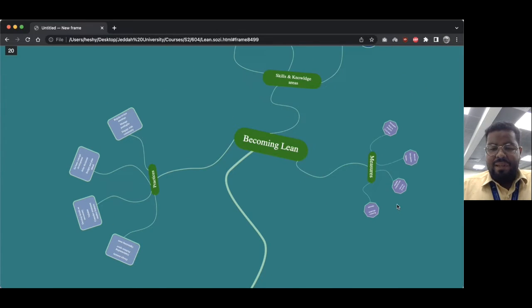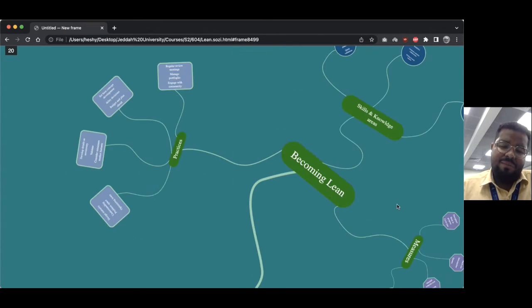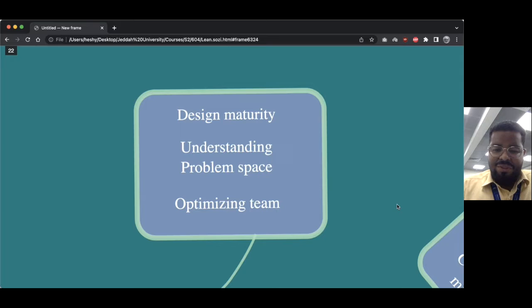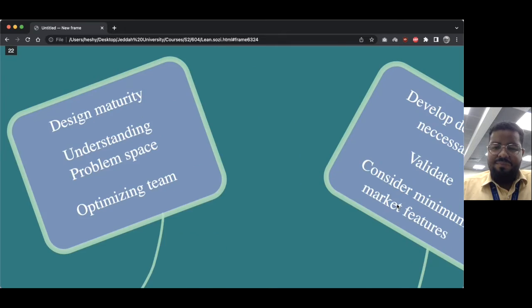Now, for the third section of the book, how to become lean, we have practices, skill and knowledge areas, and measures. Let's start with practices. We have almost 16 practices. So, design maturity and understanding what the problem around us is, and cultivating the correct team. Basically, be wise when you choose your team and analyze your problem.